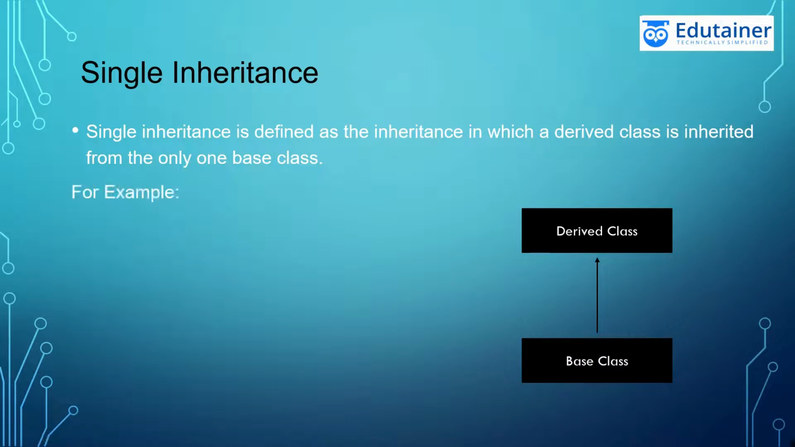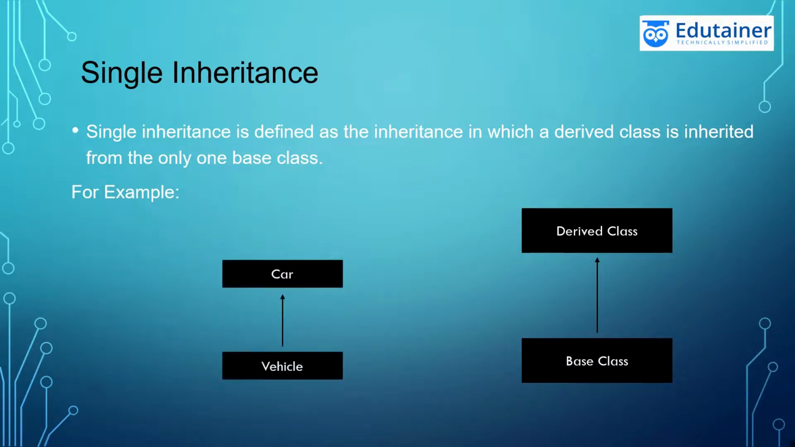Let me give you an example. Suppose Vehicle is a single base class. From that we have a derived class, that is Car. I think you can relate this example to real life also, from single inheritance. Let's move to Code::Blocks so that I can show you single inheritance practically.